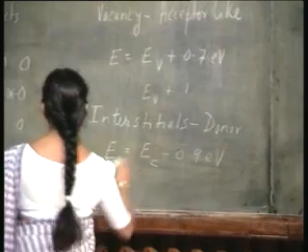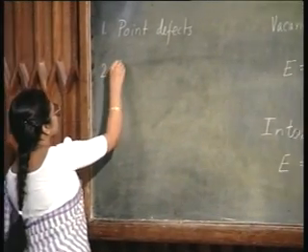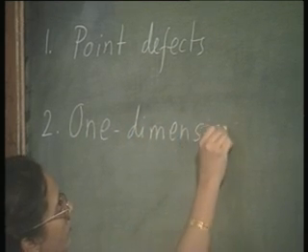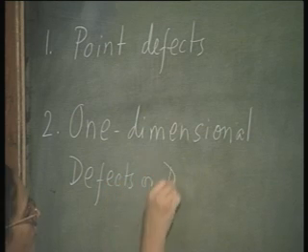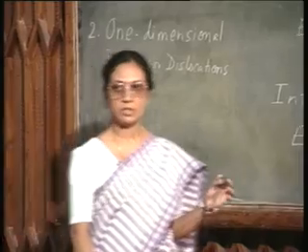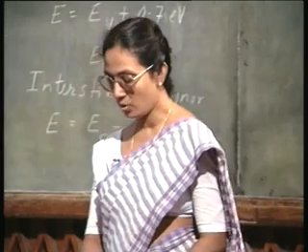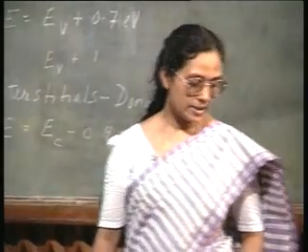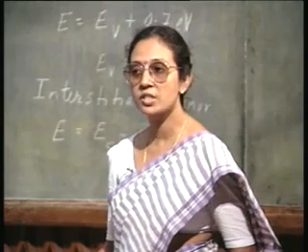Then, the second type of defects are called dislocations. Dislocations are one dimensional defects. Point defects, point is 0 dimension, then we move on to the one dimensional defects, which are also called dislocations. A dislocation is formed when the material is subjected to a lot of stress, a lot of shear stress.